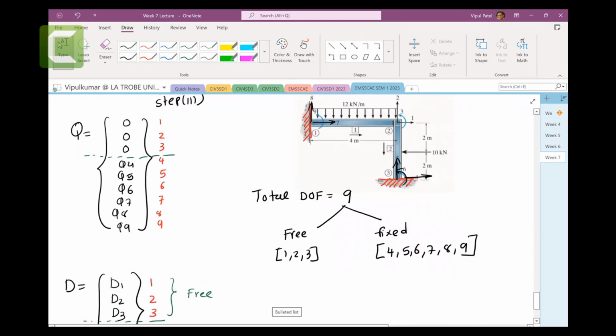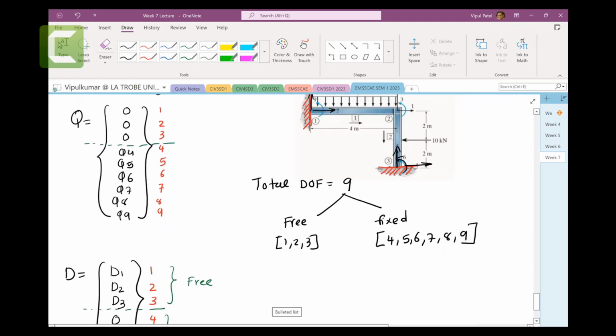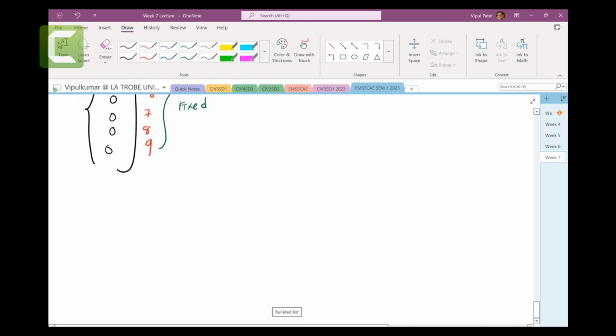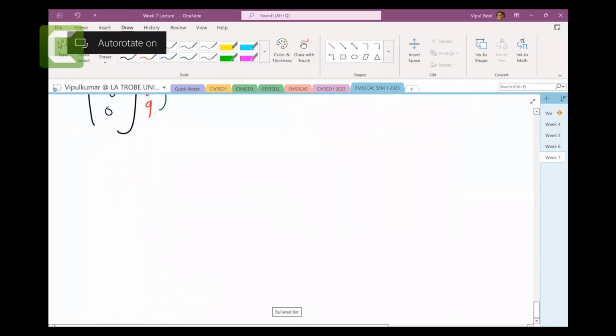You can see in the Q matrix you have 0, 0, 0 for 1, 2 and 3. In your D matrix, this is D1, D2 and D3. This is opposite. And 4, 5, 6, 7, 8, 9 are your unknown values in Q, but here 4, 5, 6, 7, 8, 9 are your 0 values. So any questions on finding the D matrix? Q and D matrix, all good? We are moving slowly on completing this example. So how is the progress going?